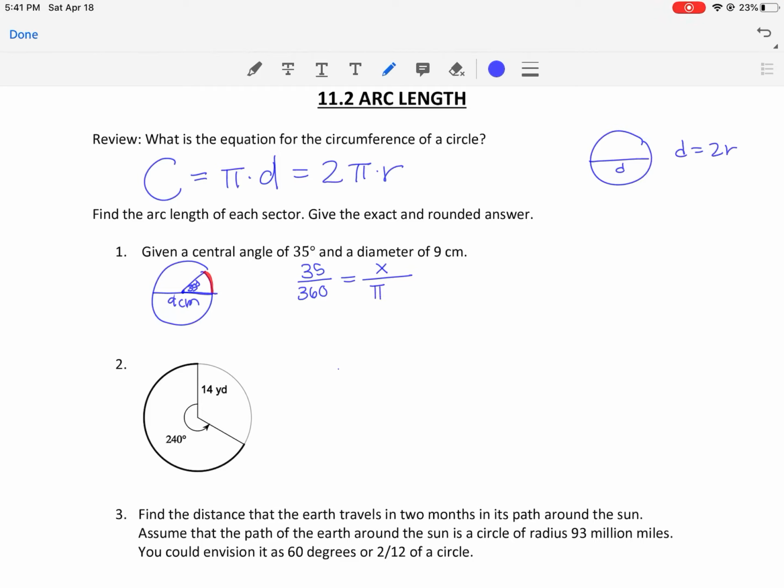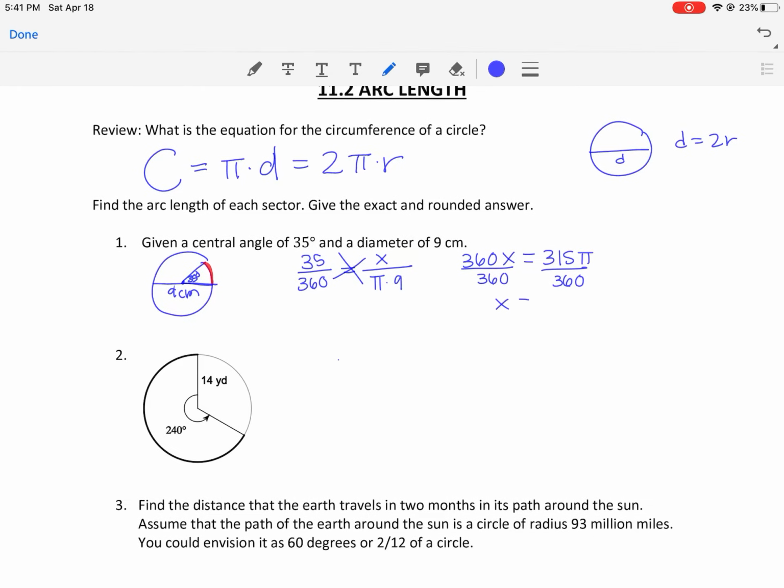So pi times 9. Same idea though, we still cross multiply, so we get 360x equals 35 times 9 is 315 pi. To get x all alone, we divide by 360. So x equals 0.875 pi. And that's your exact answer. In this case, since its distance is just centimeters, but we could approximate that by multiplying that times pi, and we get 2.75 centimeters.